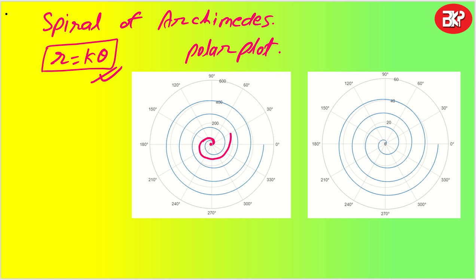Okay, so let's say k is equal to 2, multiplied by theta, which is, let's say, 1 radian, 2 radian, like that. It will keep on increasing, and this is how the value of rho, that is r, will be changing. So this is how we will be plotting it. So let's open MATLAB and do this code.